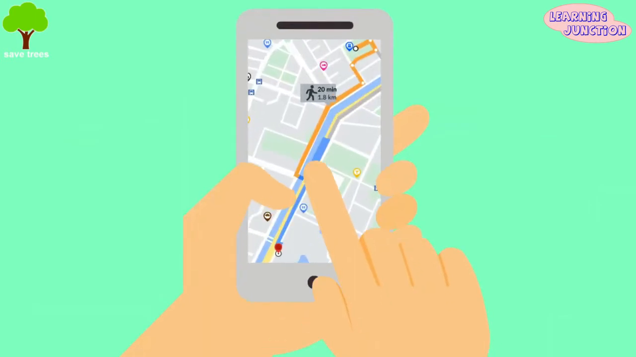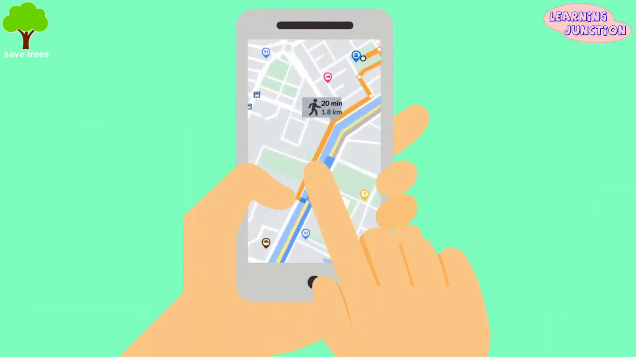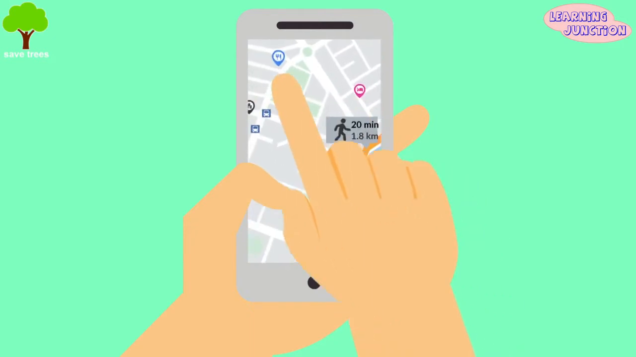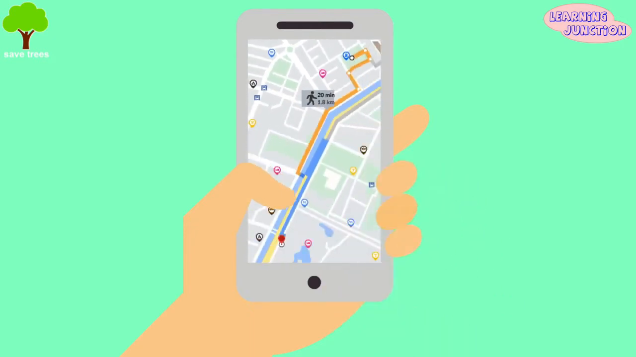So many places are there on the way. See, there's a school, a hotel, a restaurant, and so many other places.